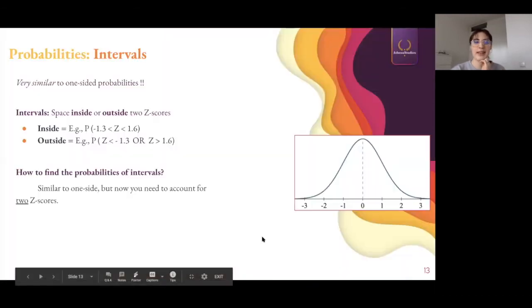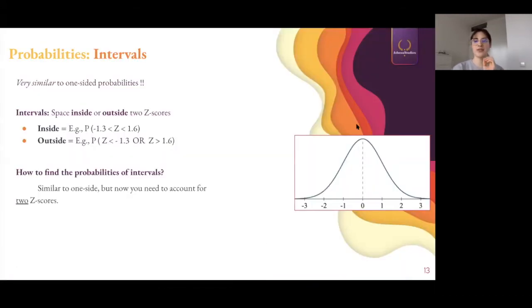So now let's move on to intervals, like I just said. So very, very similar to one-sided probabilities in the way that we're going to solve these intervals. And these intervals can be the space inside or outside two z-scores. So you can have something like find the probability that z is in between -1.3 and 1.6, or you could have something where they're asking you find the probability that z is less than -1.3 or z is greater than 1.6. So it all depends on what they're asking you, and then that obviously influences what you're going to be doing with that problem. So how do you find the probabilities of these intervals?